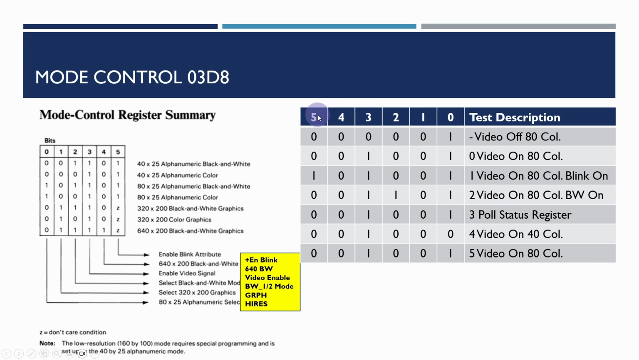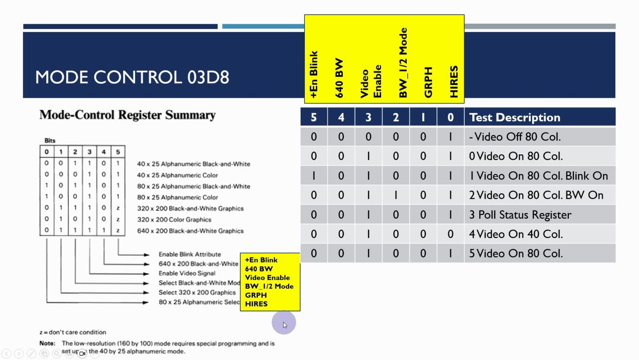So if we have a look at the values in this table over here, we're going to be using this table here for determining the test software. So all I've done is taken this, and we've got basically the bit here is the enable blink. And we're not going to be using the graphics mode.